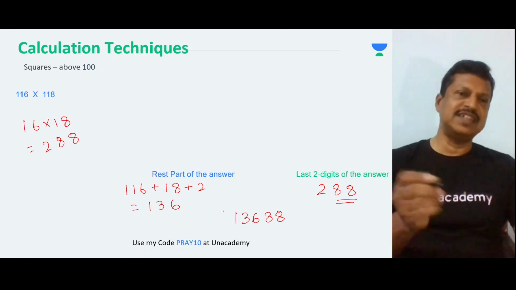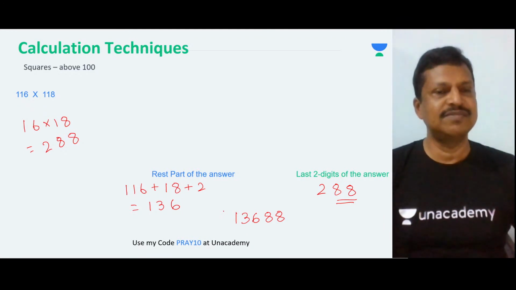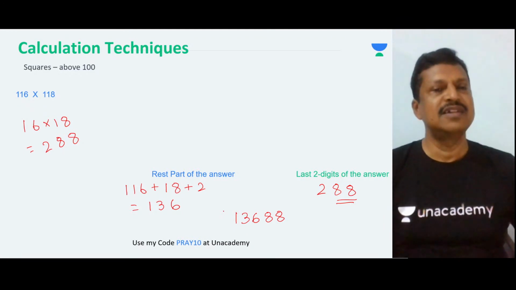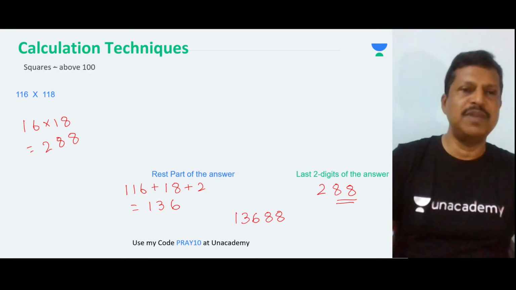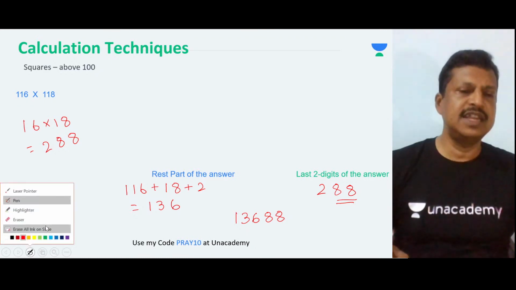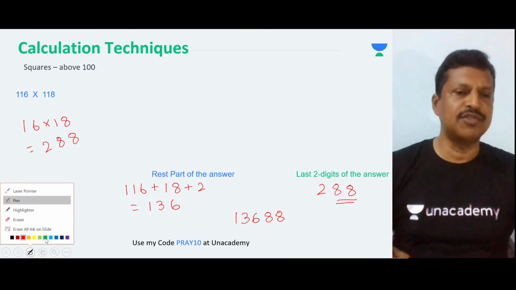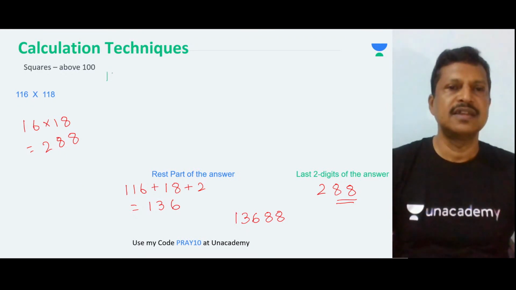So I'll tell you first and then I'll write. 16, can I write it as 17 minus 1? And 18 is nothing but 17 plus 1. So does it look like (a minus b) into (a plus b)? If you look carefully, 16 into 18 looks like this. Have a look. If I go for 16 into 18, this is 17 minus 1 into 17 plus 1.